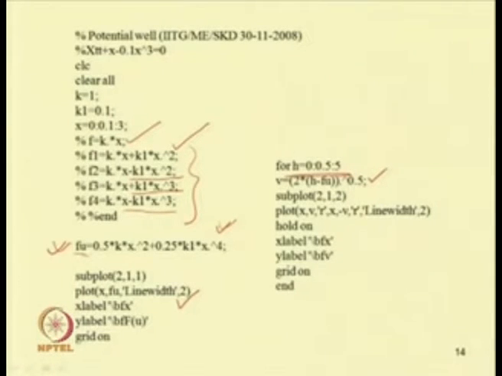So, v is the u dot, and u dot is the velocity. So, one can plot the displacement versus velocity to find the phase portrait. In this way, by writing a simple code, one can find the potential well and the corresponding phase portrait of the systems.